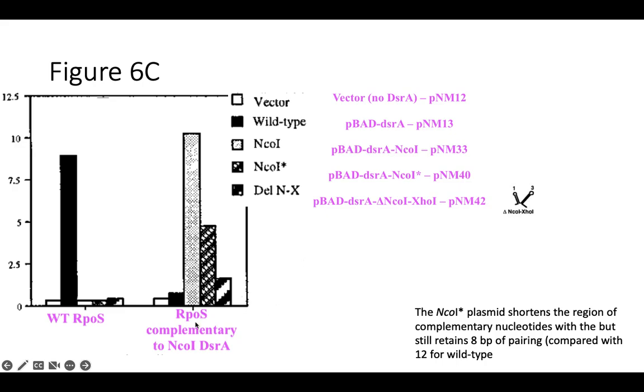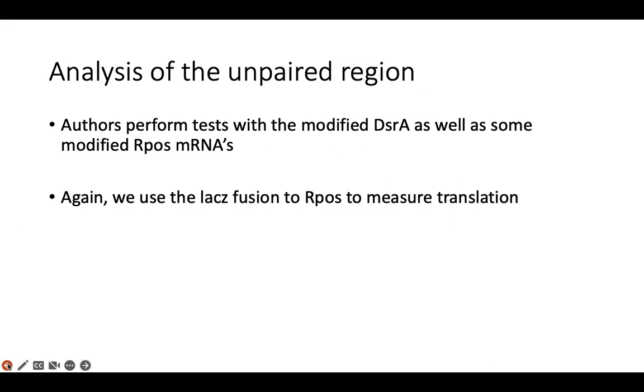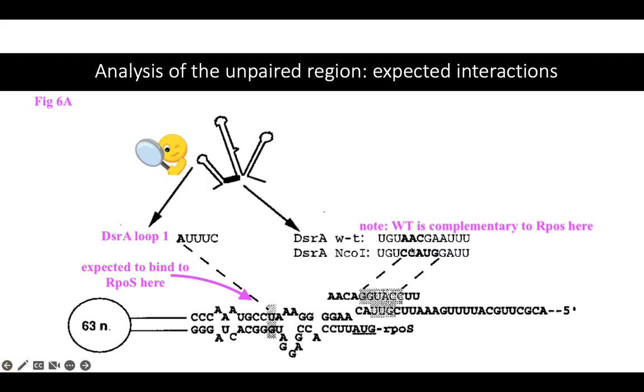Now, over here, we have modified the rpoS leader sequence such that it is complementary now to that restriction site in the DsrA. So let's just go on back. So we've modified this little bit right here such that it is complementary to this little bit right here in that version. And of course, the natural wild types of each are complementary to each other.